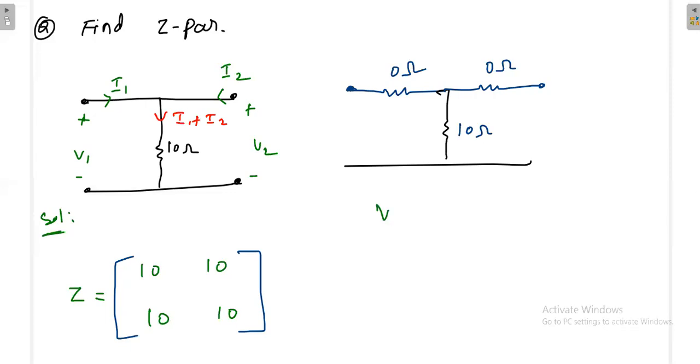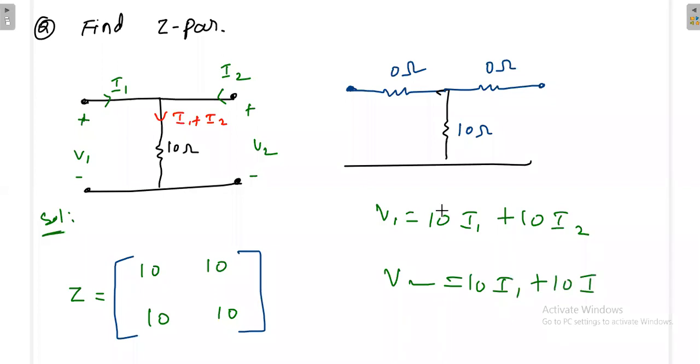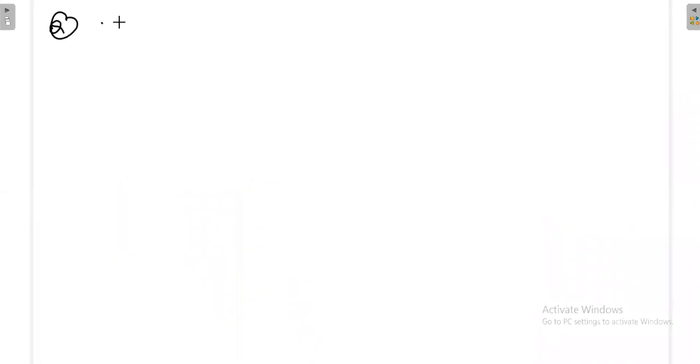V1 is equal to 10 I1 plus 10 I2, and this is same for V2 also, because all are in parallel. So again V2 also 10 I1 plus 10 I2. Then you pick up the values, you will get 10, 10, 10, 10 is the answer. Okay. So then what is the answer for this one? Find Y parameter.